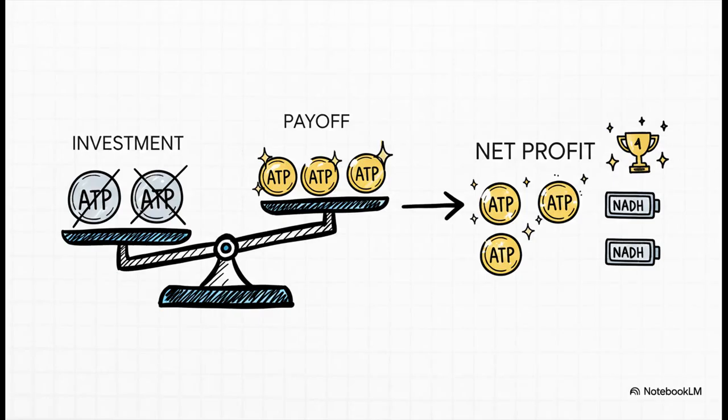All right, let's do the final accounting. We made 4 ATP, but remember, we had to spend 2 to get started. So that leaves us with a net profit of 2 ATP. Plus, don't forget about those two super valuable NADH molecules. They're going to be worth a ton of energy later on, as long as there's some oxygen around. So yeah, the gamble totally paid off.